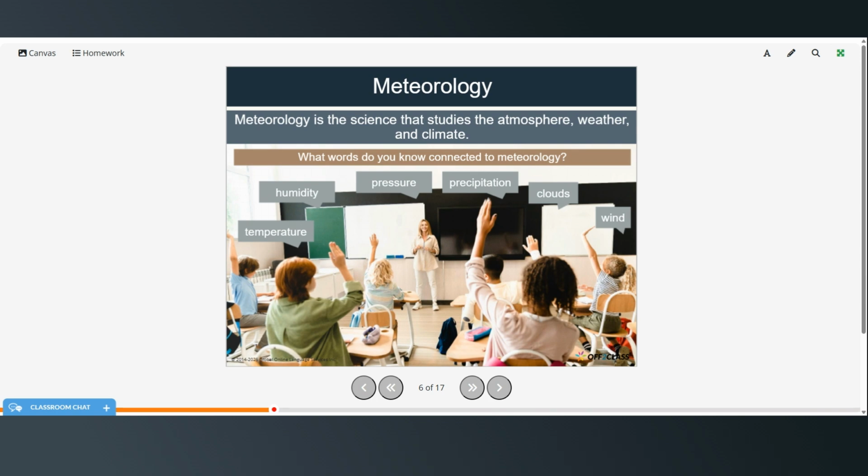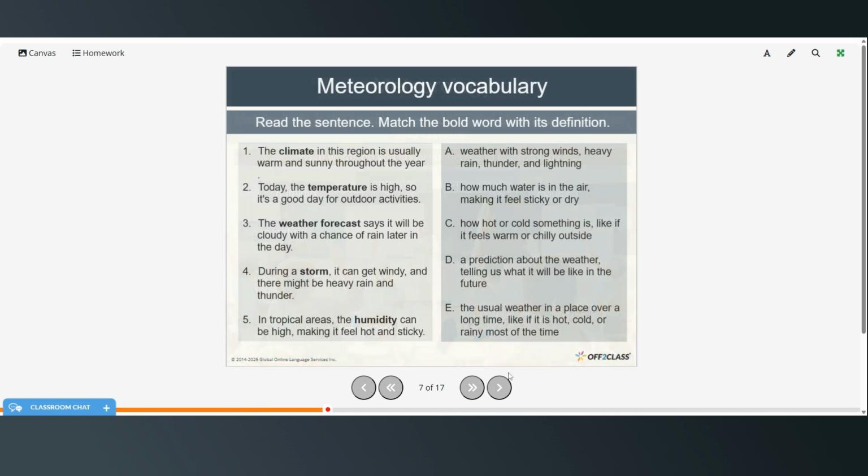Meteorology is the science that studies the atmosphere, weather, and climate. And here are some words that are connected to meteorology: temperature, humidity, pressure, precipitation, clouds, and wind. So read the sentence and match the bold word with its definition. The climate in this region is usually warm and sunny throughout the year. So that would match with letter E, the usual weather in a place over a long time, like if it is hot, cold, or rainy most of the time.